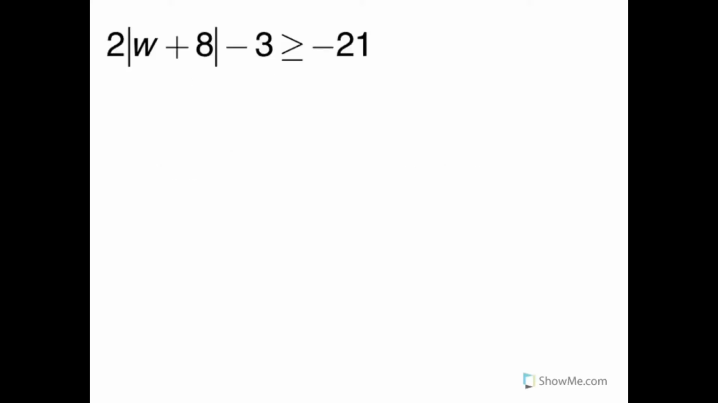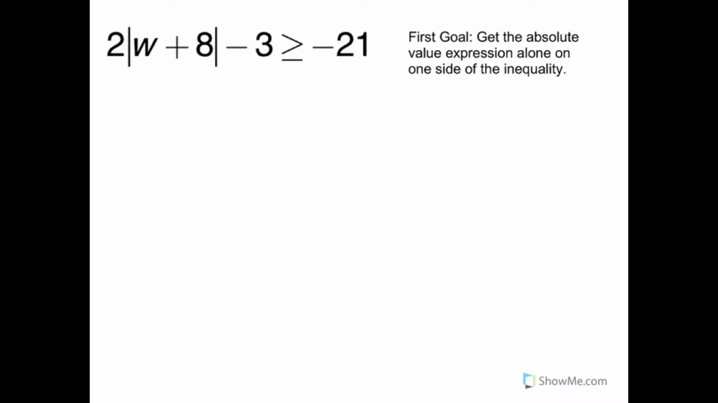2 times the absolute value of w plus 8 minus 3 is greater than or equal to negative 21. Our first goal is always going to be to get the absolute value expression alone on the left side of the inequality. So here we're going to add 3 to each side. That will give us 2 times the absolute value of w plus 8 is greater than or equal to negative 18.